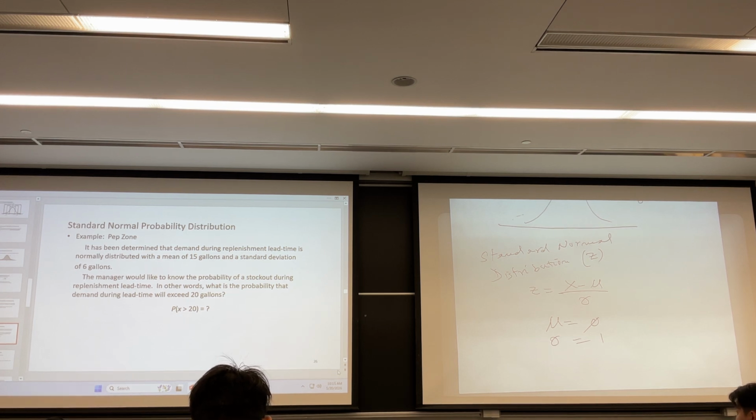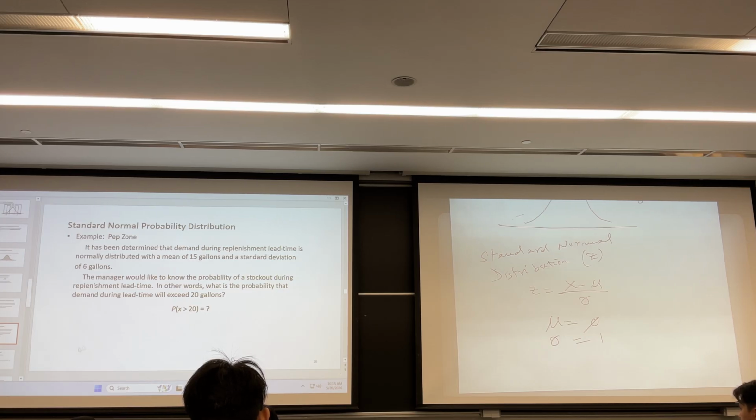Guys, I asked you this many times before, just now. What's the answer? And you don't need any calculation. 50%. It has been determined that demand during replenishment lead time is normally distributed with a mean of 15 gallons. Mean in a normal distribution is exactly in the center. 50% is below, 50% is above, okay?